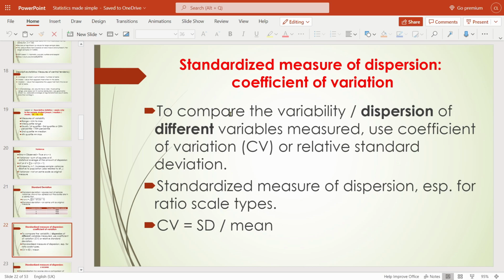For comparison of dispersion or variability among different types of measurements, you may use coefficient of variation, also known as relative standard deviation. This is a standardized measure of dispersion and is especially for ratio scale types. To calculate coefficient of variation, you divide the standard deviation by the mean.